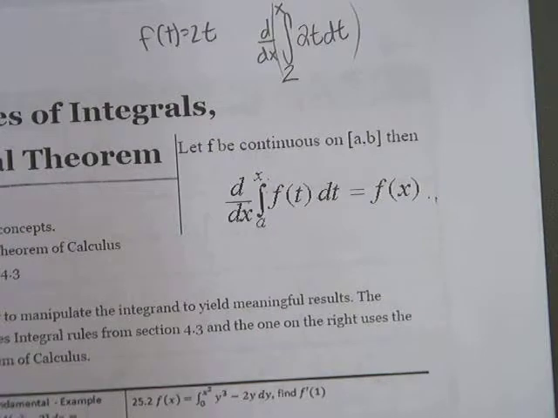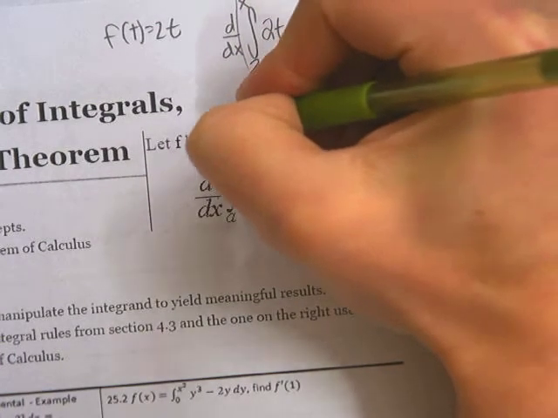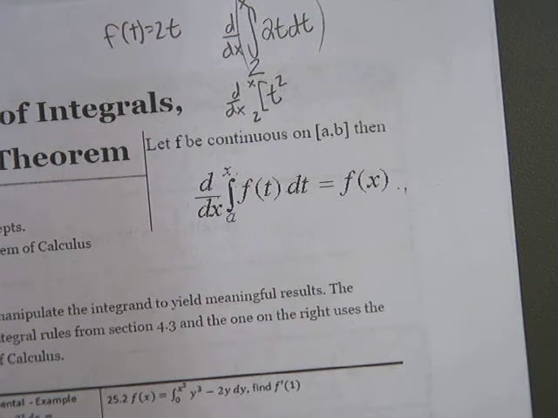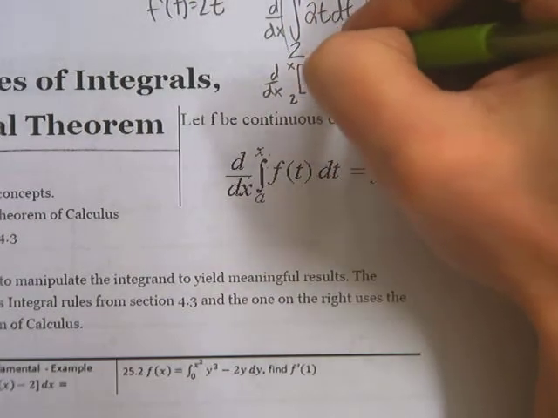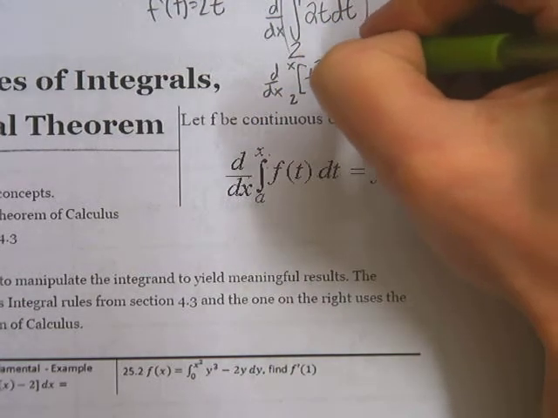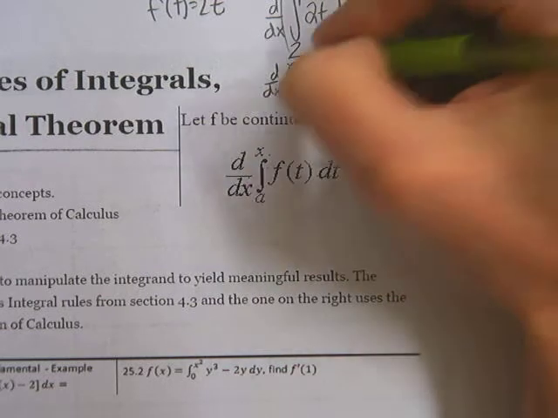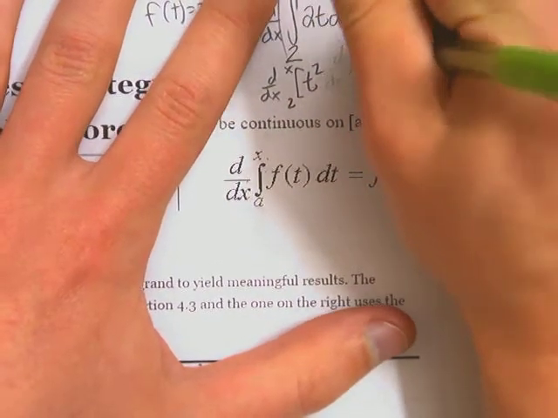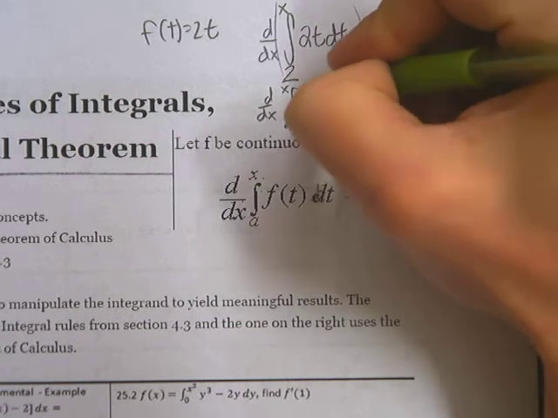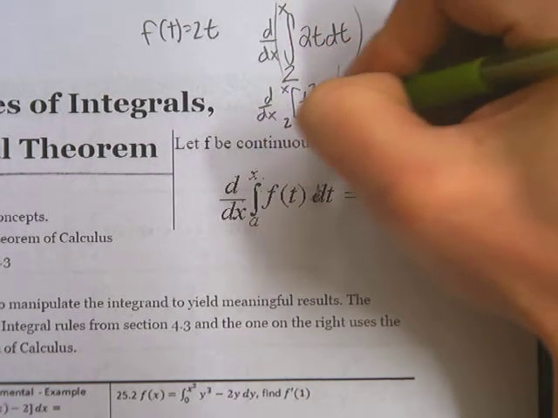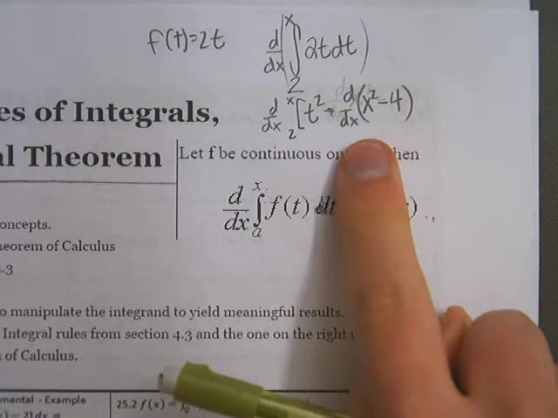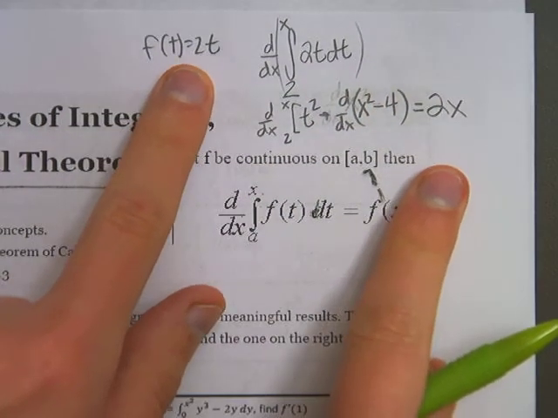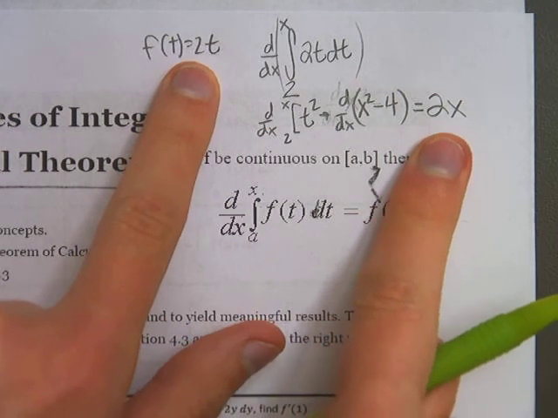So d over dx of this nonsense. Let's integrate this. Our integral is going to be from 2 to x, and we're taking the derivative eventually, of t squared. Pretty easy definite integral. Plug in x, we get x squared minus 2 squared, which is 4. And now we're taking the derivative of this. I got a little messy, I'm going to fix this real quick. So we go from there to here. The derivative of x squared minus 4 is just 2x.